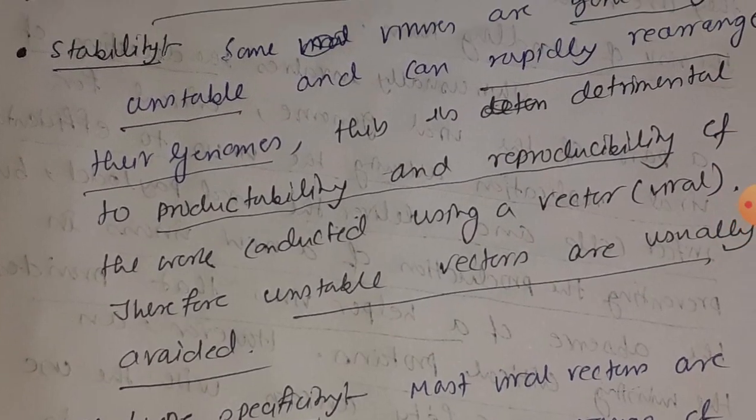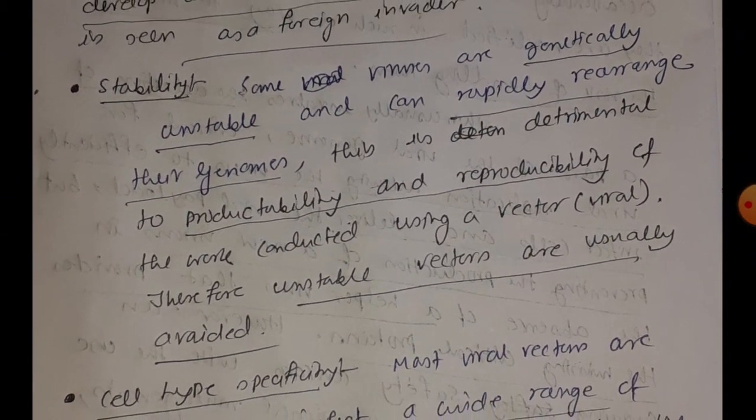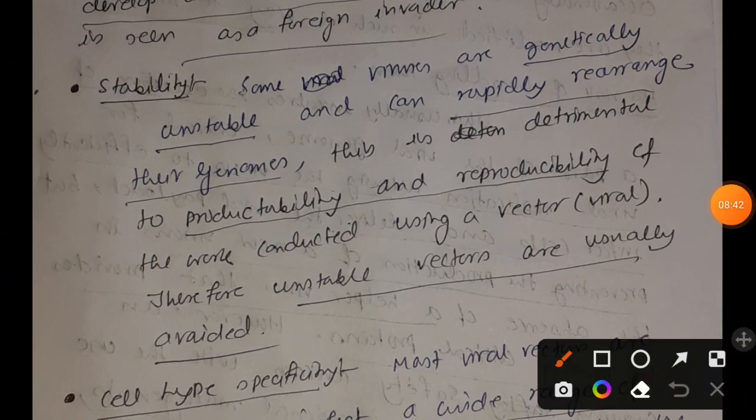Okay, now let's discuss the stability of the viral vector. So what is the point of stability? Stability means the viral vector should have genetic stability, because remember, here we are inserting our gene of interest in the viral genome, right?